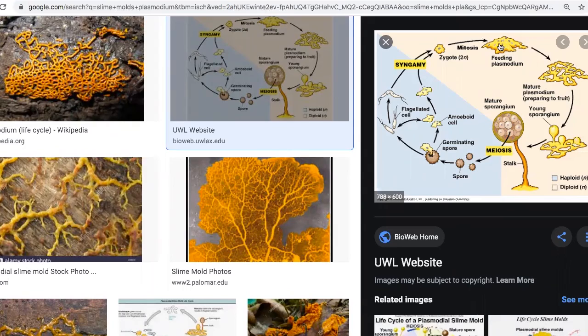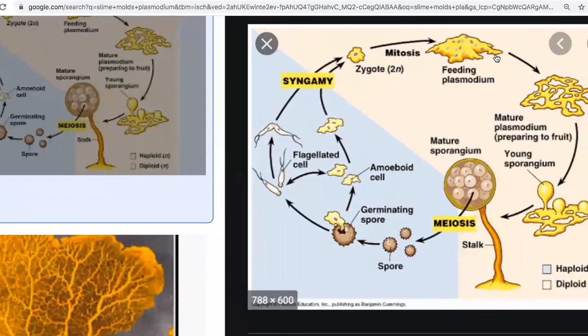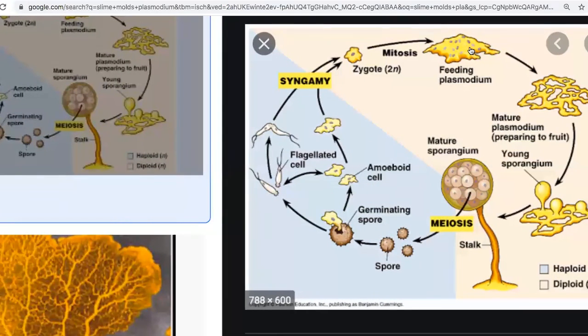This is a feeding plasmodium. Feeding plasmodium means something which is kind of eating, which is growing. After some time, it is getting matured. And after maturing, it will try to create some blob-like structure, which is called a sporangium. Then the sporangium will produce spores, and those will fall, and then again it will form what? It will try to form the plasmodium again.